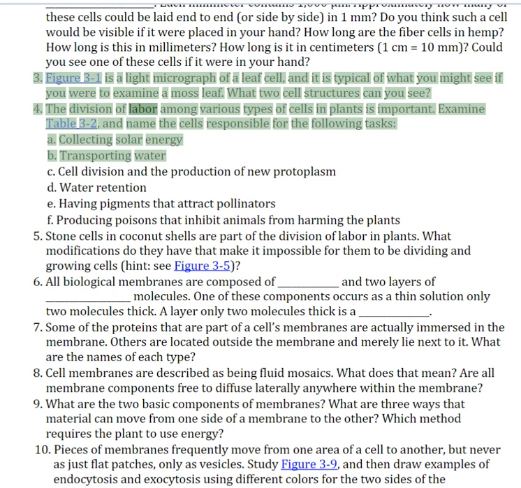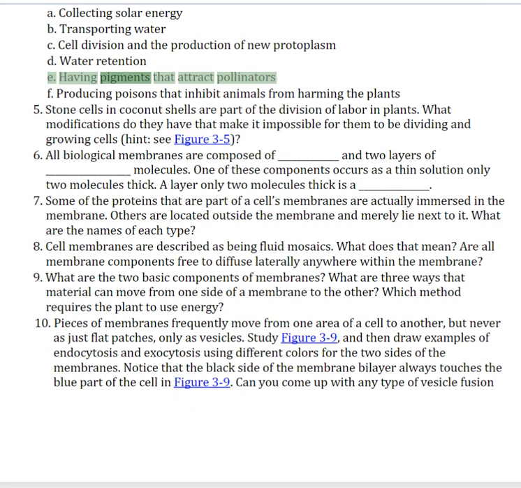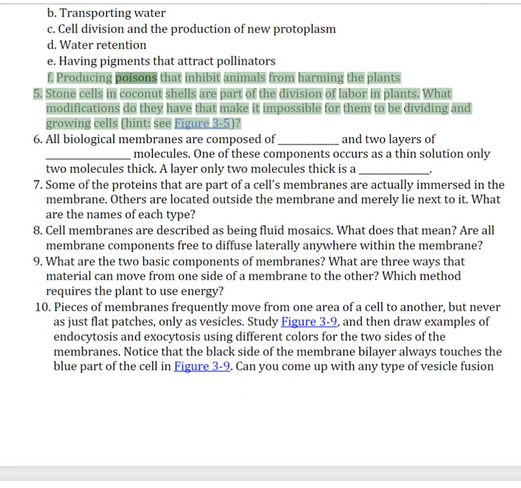4. The division of labor among various types of cells in plants is important. Examine Table 3.2 and name the cells responsible for the following tasks: A. Collecting solar energy. B. Transporting water. C. Cell division and the production of new protoplasm. D. Water retention. E. Having pigments that attract pollinators. F. Producing poisons that inhibit animals from harming the plants.